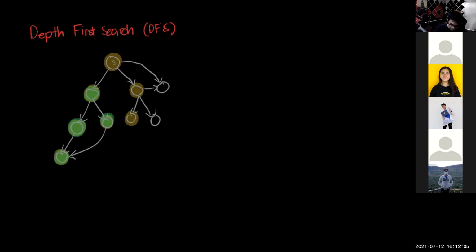This node doesn't have a child anymore, so we mark it as visited. This node still has a child that we haven't visited now, so we mark it as follows. This node is a sink, has no children here, so mark it as visited. Go back up. This node still has a child, so you mark it as visited here.